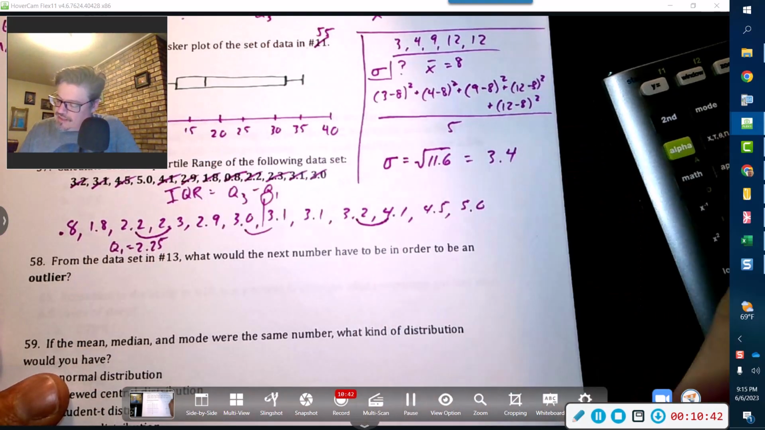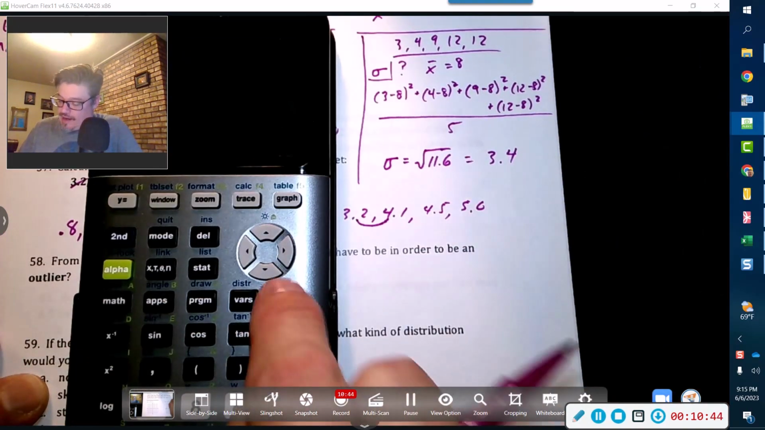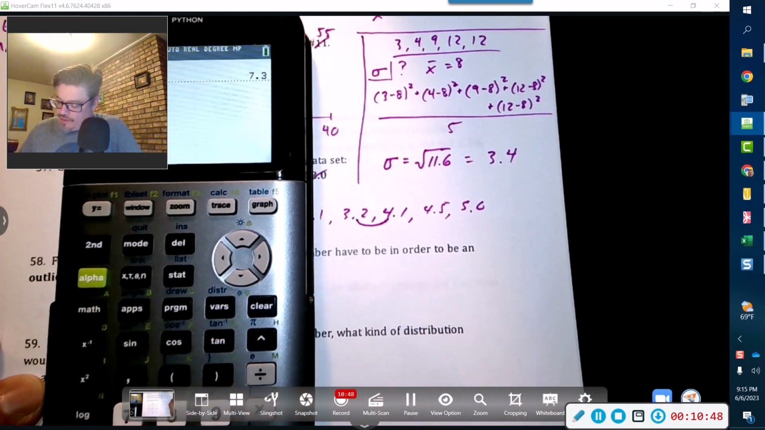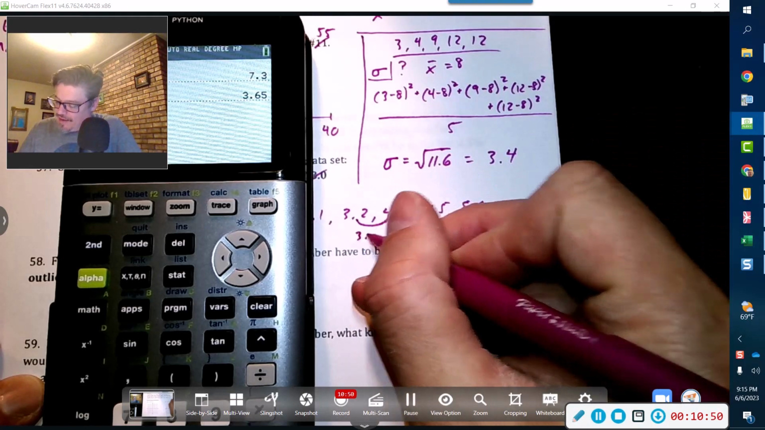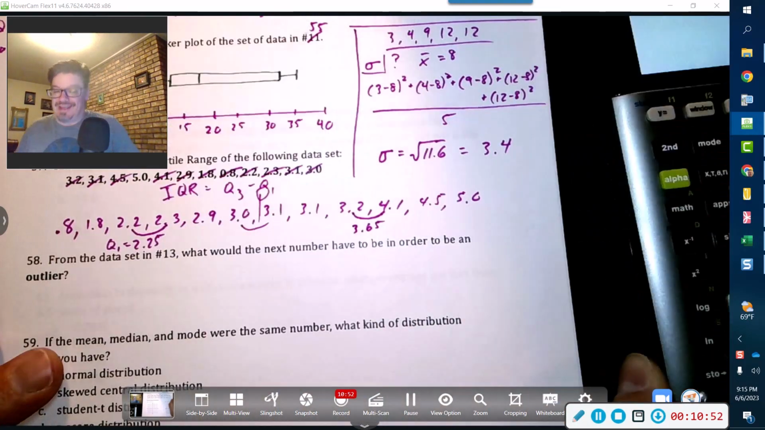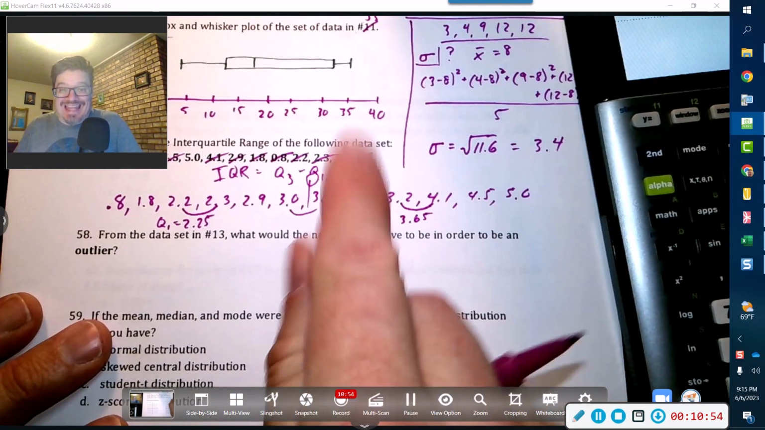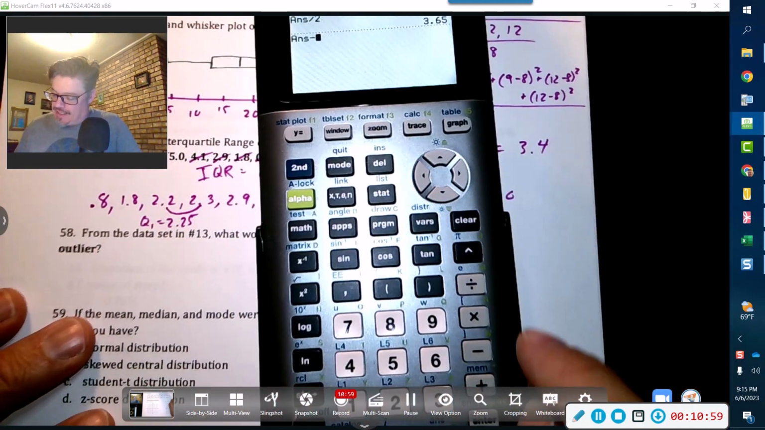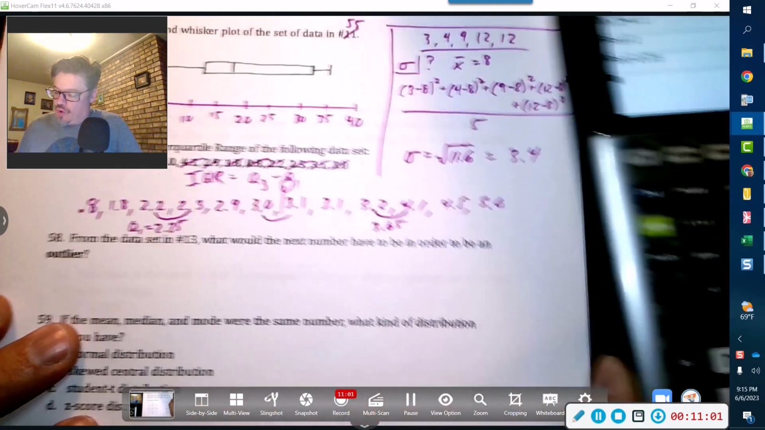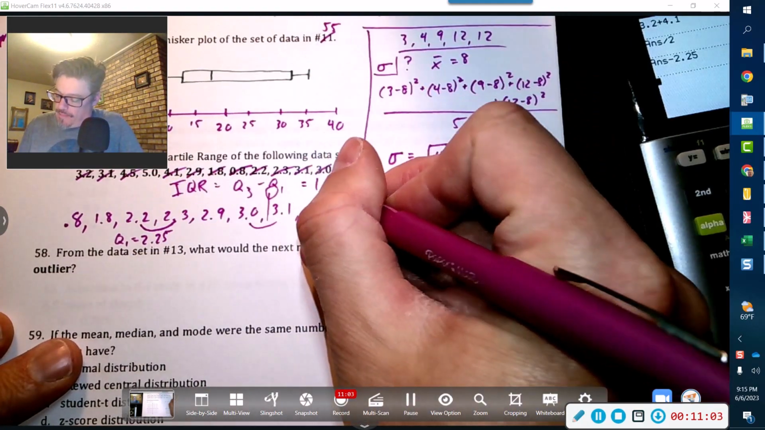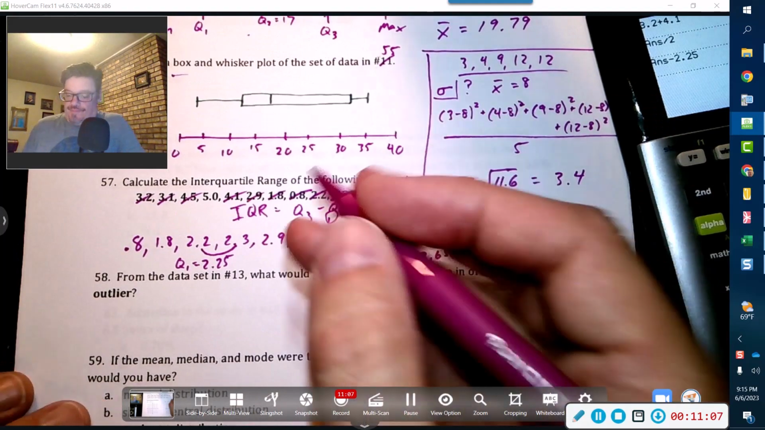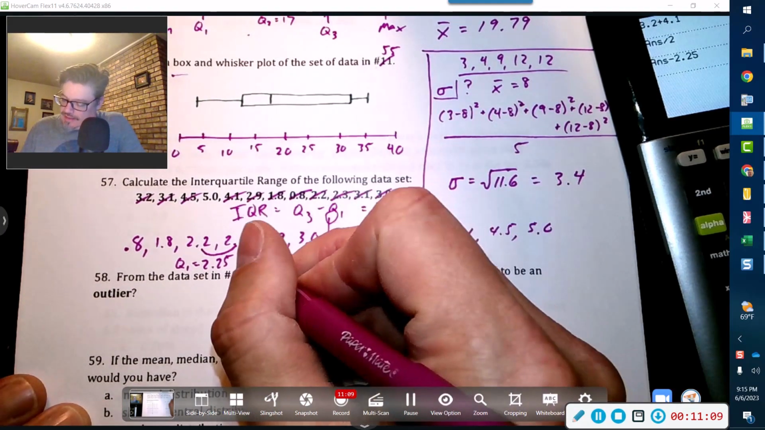The average of these two is, that one I'm not going to do in my head. I'm going to do 3.2 plus 4.1, right? Yep. And then divide by 2. That's 3.65. Okay, so the interquartile range is this guy minus that guy. So 3.65 minus 2.25. The interquartile range is 1.4.